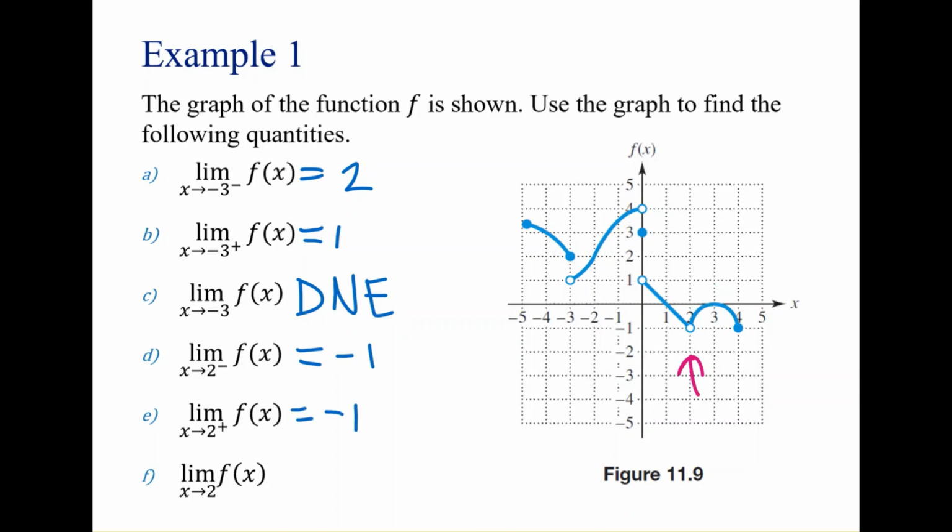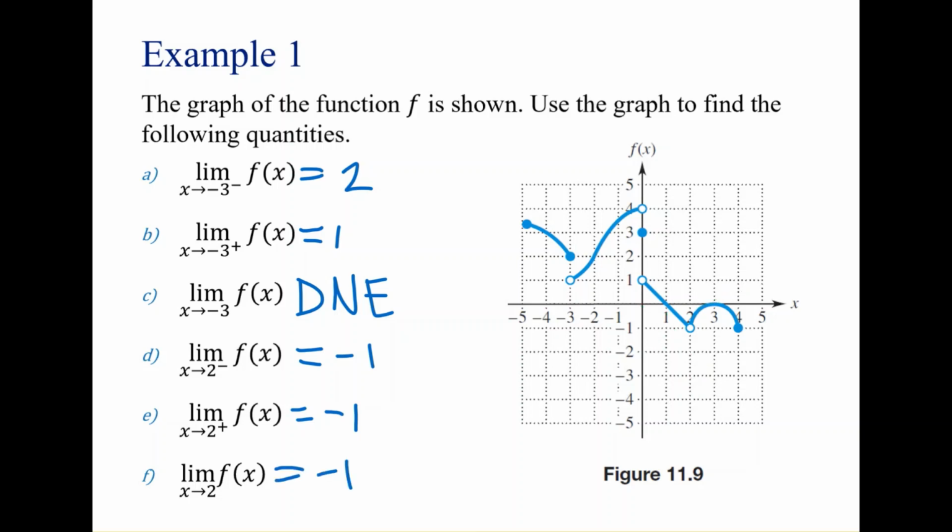Part F, the limit as x approaches 2 of f of x. Since it's just the limit as x approaches 2, we need to look at the behavior from the left and from the right of 2. From both sides, the function values approach negative 1. So this limit is negative 1.